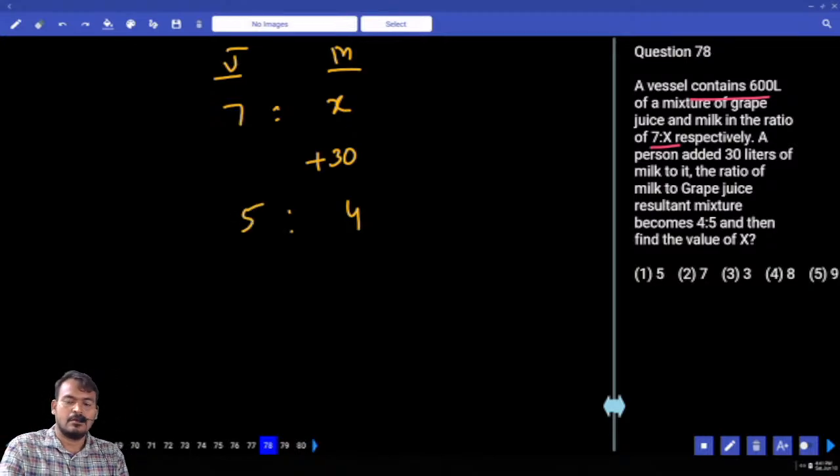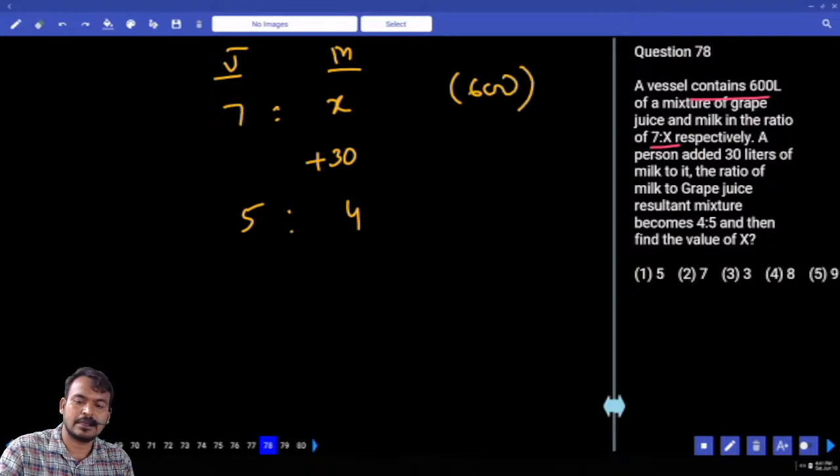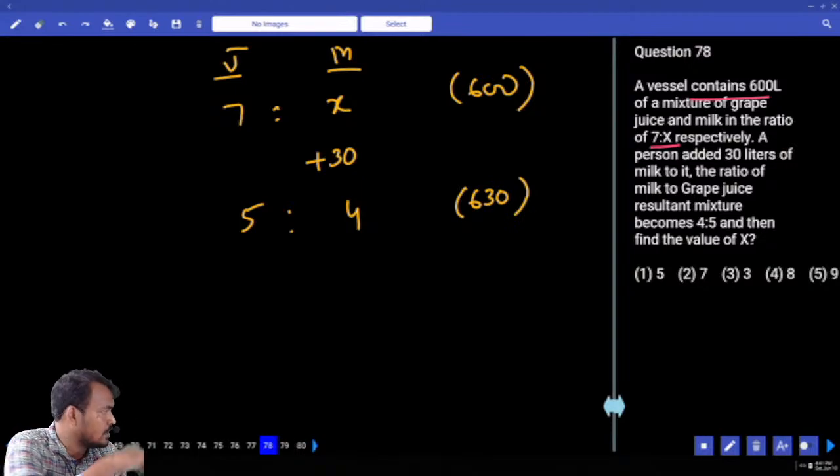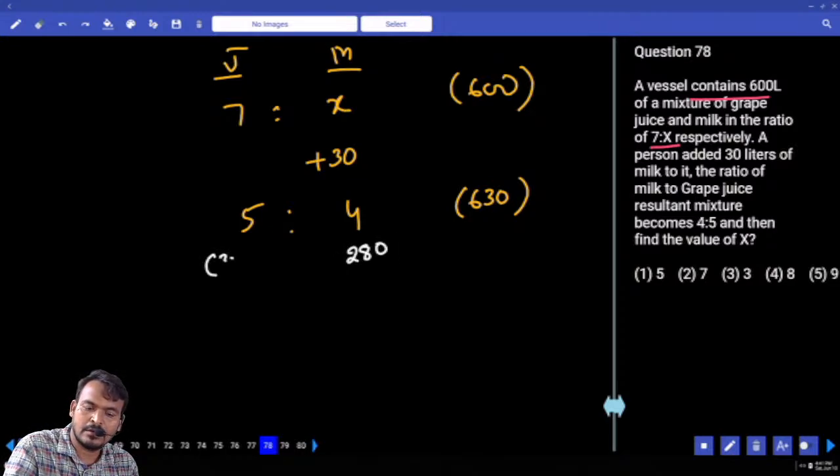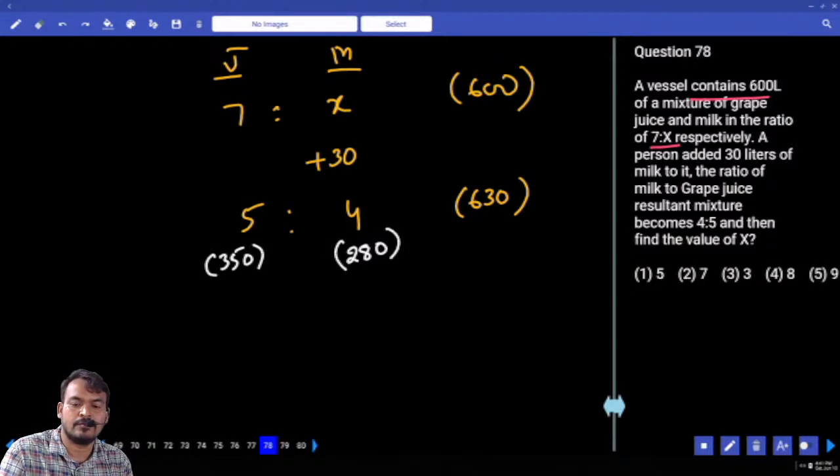Okay. What is the initial quantity? 600. We are adding 30, so what is the final quantity? 630. In that 630, what is the ratio? 5 is to 4. Total how many? 9 parts. 9 parts are 630. Every 1 part is 70. 4 parts are 280, and 5 parts are 350. Sorry, 5 parts are 350.